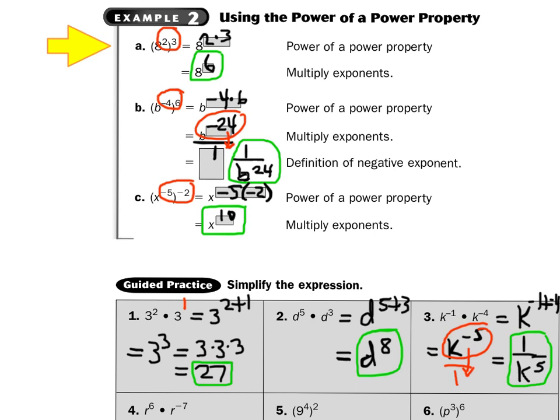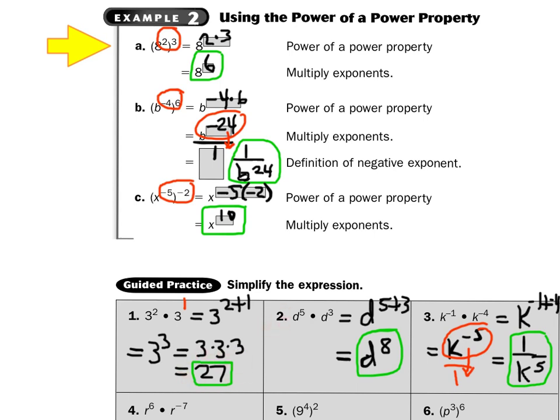Okay, take a look at the guided practice here. We just have to simplify. So look at number 1. It's 3 to the 2nd power times 3. Well, with your red, put that invisible 1. Okay, so now when the bases match, the 3's match, so I copy the 3, and then we add the powers, 2 plus 1. So that gives me 3 to the 3rd power. Now this is pretty small, so I would ask you to multiply it out. So 3 to the 3rd power is 3 times 3 times 3. 3 times 3 is 9. 9 times 3 is 27.